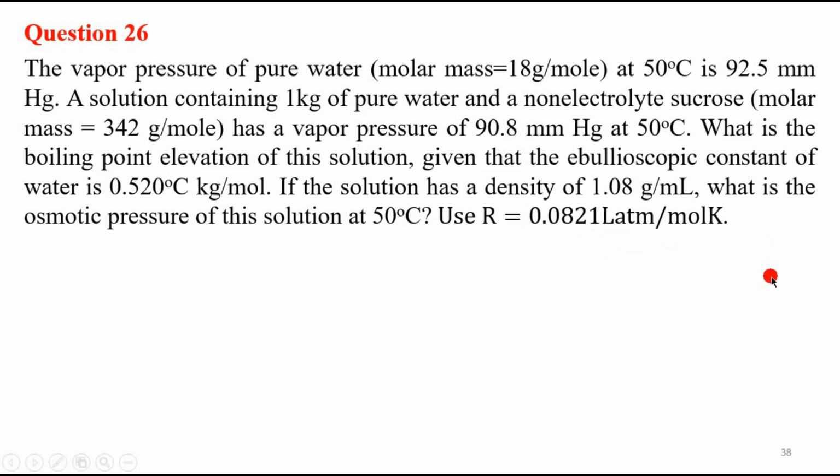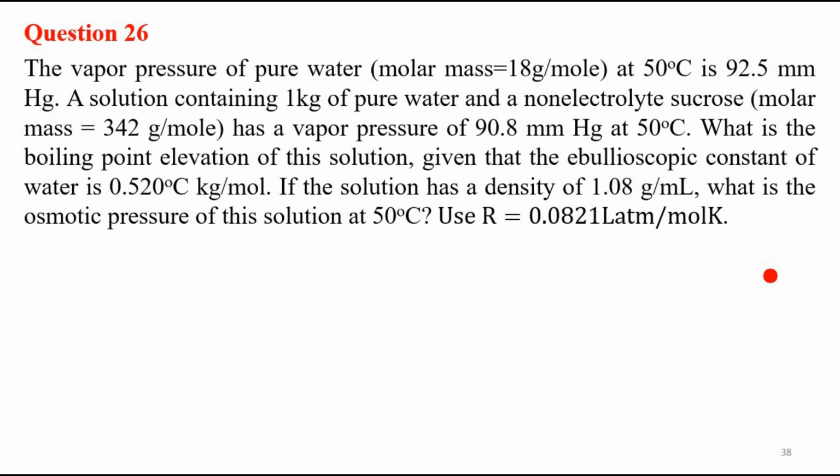So what's the boiling point elevation? We need to get the delta TB, the change in temperature for the boiling point. But we don't have the molality, so we can see how to calculate it from the vapor pressure of pure water and the vapor pressure of the solution. The same goes for the osmotic pressure, as they are asking us to calculate it, we don't have the molarity. So we will see how to calculate it by finding the number of moles, and then after finding the number of moles, we divide it by the volume of the solution, then we get the molarity.